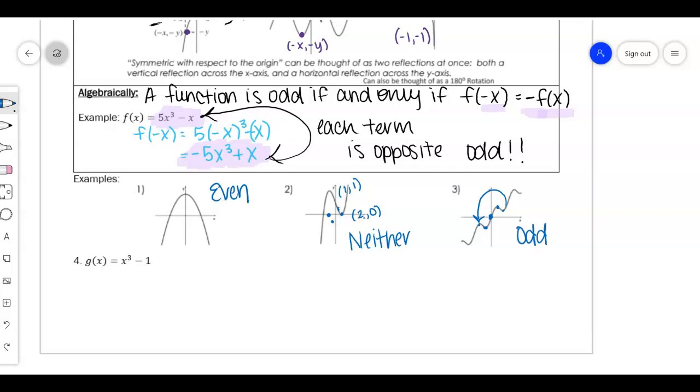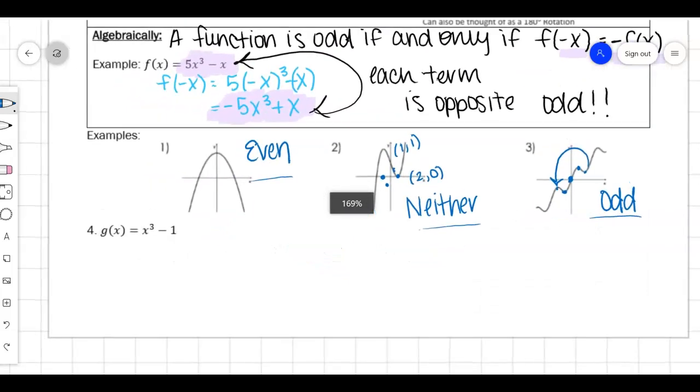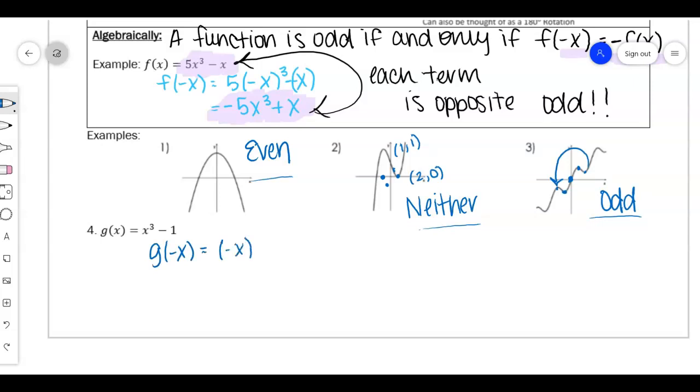And with the last one, a quick way that you could decide if it's even, odd, or neither is to graph it. However, I will ask on your test that you do it algebraically. And so again, to test it algebraically, we're going to plug in a negative x, simplify it, and see what happens. Use parentheses. Keep in mind a negative times a negative times a negative is still a negative, and that'd be x cubed, and this negative 1 is unchanged.